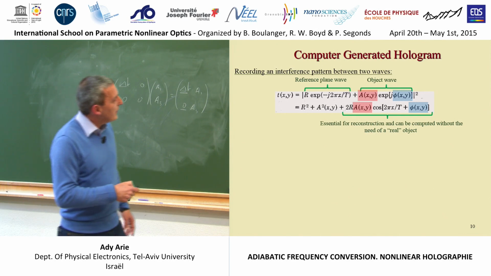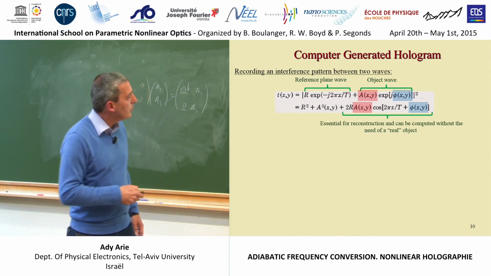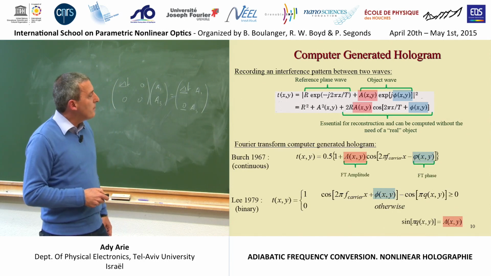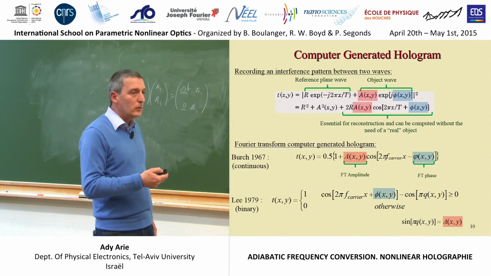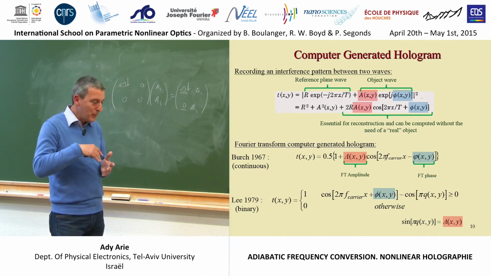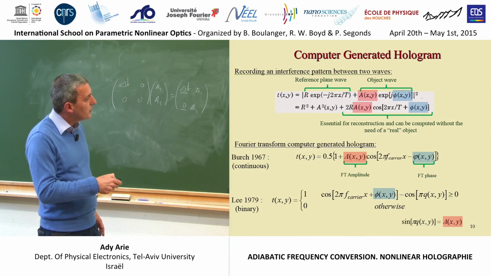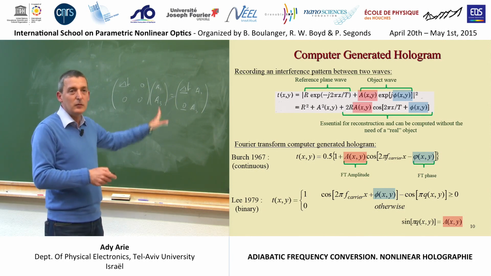OK, so again, I remind you, this is the important term. These two are not so important. There are two main ways to do it. If I can print in some continuous manner, then I can just take this expression and print it, and this would be a hologram.